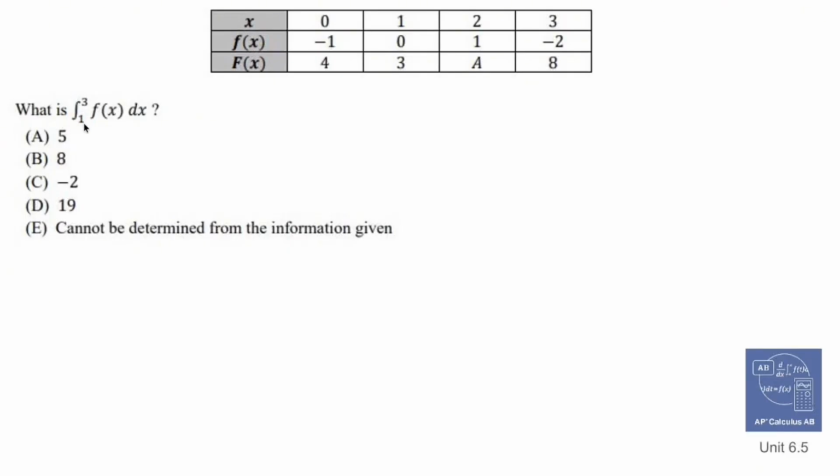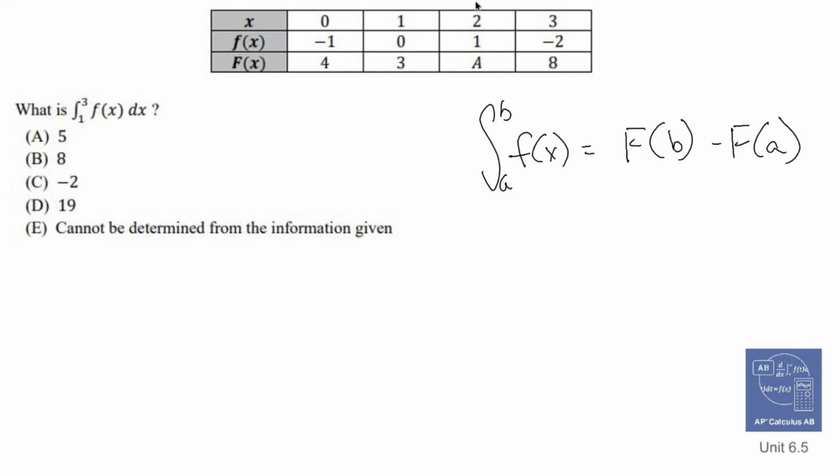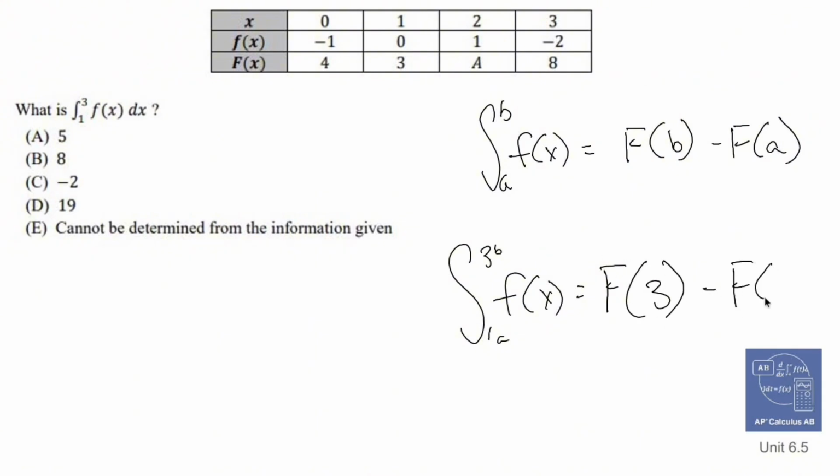What is the integral from 1 to 3 of f of x? Well, we know that the integral from a to b of f of x is going to be the antiderivative at b minus the antiderivative at a. I'm given this information right here. So if I want the integral from 1 to 3 of f of x, it's going to be capital F of 3 minus capital F of 1.